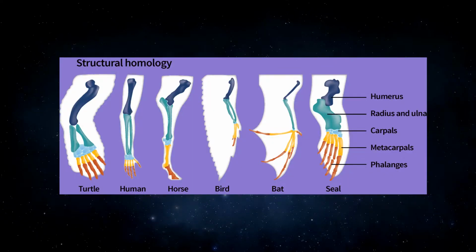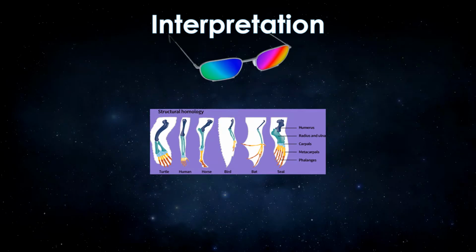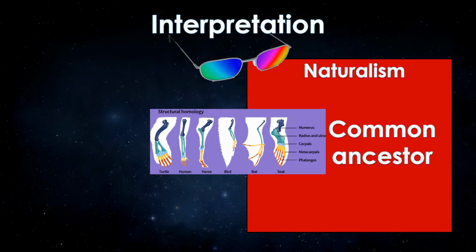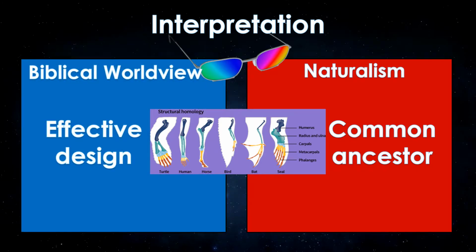Let's take a look at the way these worldviews affect the interpretation of scientific data. Lots of animals have the same pattern of bone structure in their forearms. This is data that can be observed by anyone. Scientists with different worldviews look at the same data but arrive at different interpretations of that data. A scientist with a naturalistic worldview will conclude that all these animals have the same pattern of bone structure because they evolved from a common ancestor. But a scientist with a biblical worldview will conclude that God efficiently used an effective design in multiple animals.